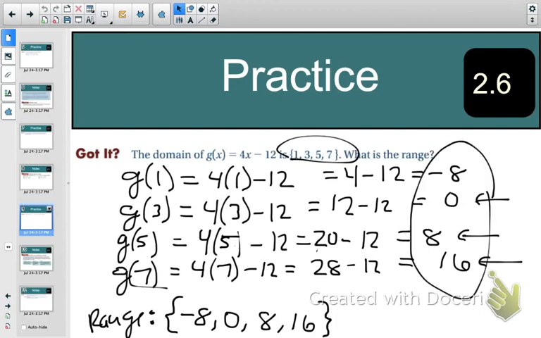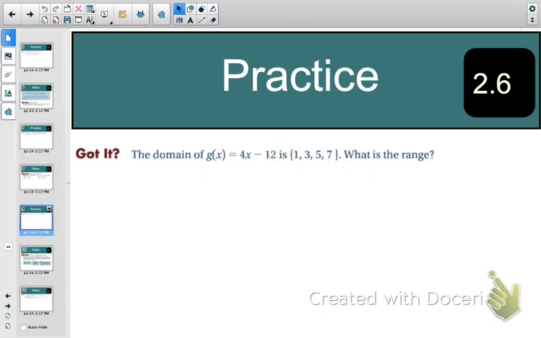So when you write your range, you can go ahead and make it a set like this. We use these little curly brackets to represent sets, like domain and range sets. That's why it's used up here as well. Okay, but I just list negative 8, comma 0, comma 8, comma 16. So that's saying all of those are elements of the range. So those are all your y values, basically.